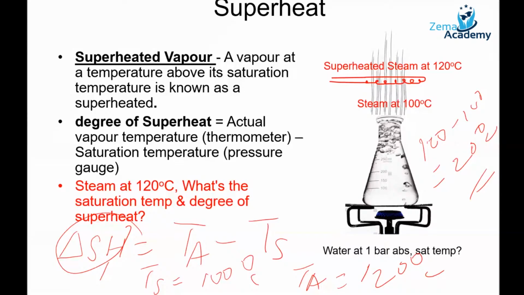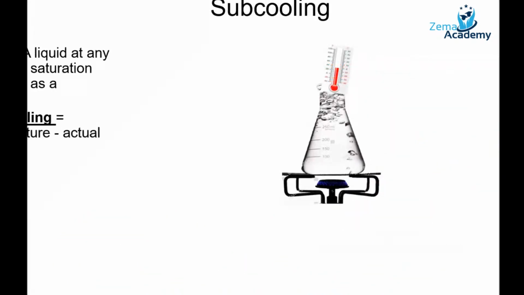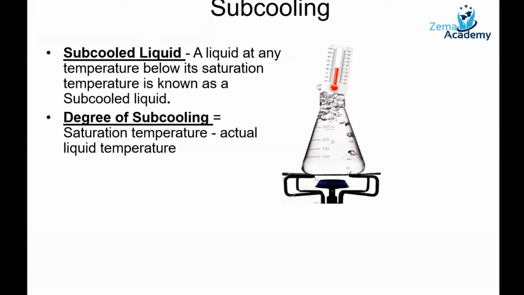So superheat, again, we will use it when we define our PH chart, where our superheat region lies. And the next one, similar to superheat, is subcooling. Again, this is the opposite end of boiling, which is cooling. So this is referring to a liquid at any temperature below its saturation temperature. And we can calculate the degree of subcooling. Degree of subcooling is Tsat minus T actual.